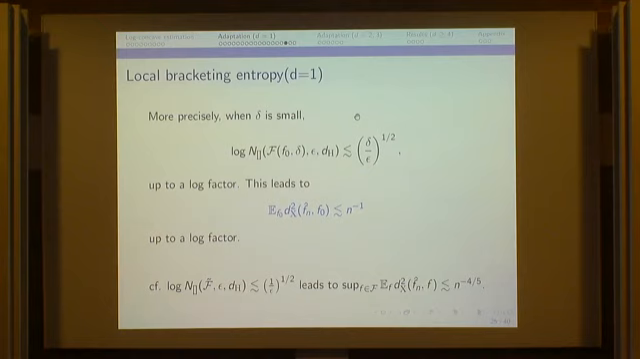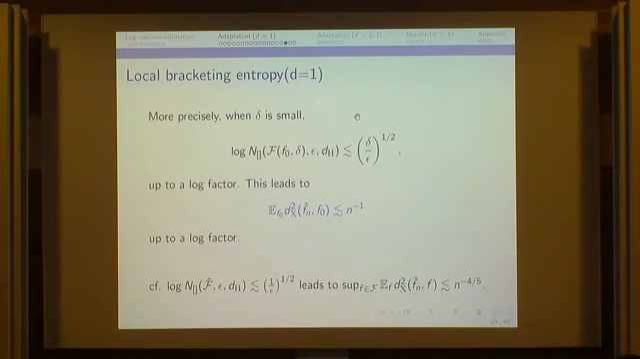More precisely, we proved that the log bracketing number, which is the bracketing entropy, is upper bounded by delta over epsilon to the half power, up to a log factor. Bracketing entropy is just equal to the log of the bracketing number, not a different definition. And that gives us basically a 1 over n rate. From here to there, you can refer to many books, Sara van de Geer's book, Jon Wellner's book, and that involves a lot of empirical process theory.